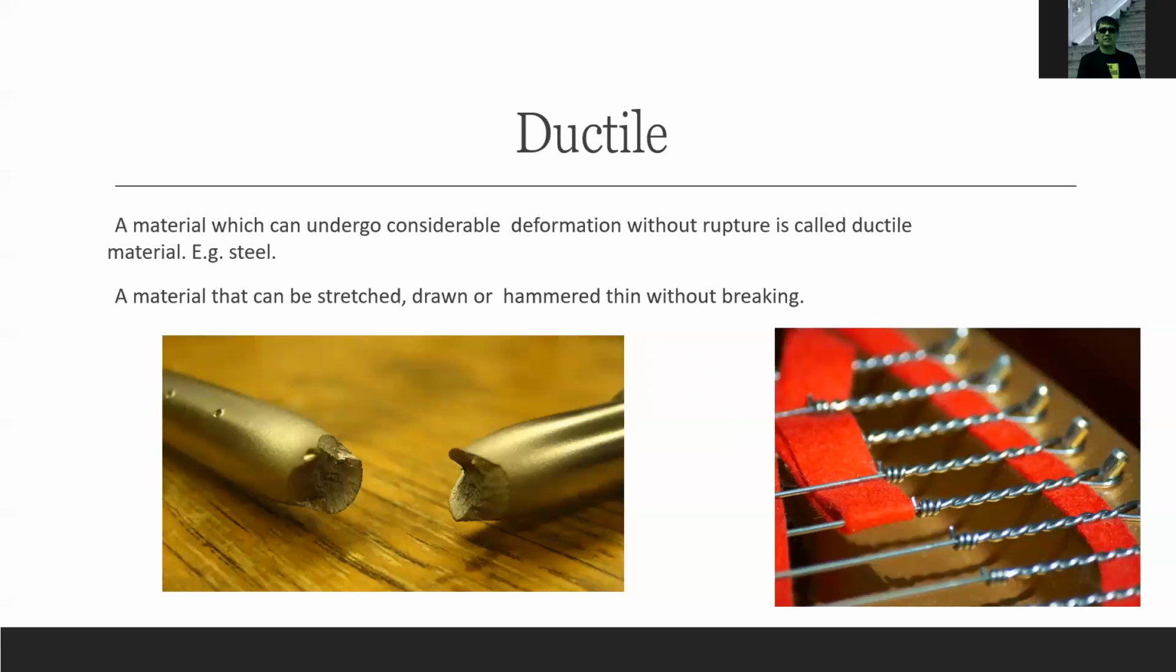Ductile, a material which can undergo considerable deformation without rupture, is called ductile material. A material can be stretched, drawn, or hammered without breaking. But as with all other materials, there is what you call a tolerance. When you reach the tolerance level, it will break. But there are some metals that are very ductile, so the tolerance for breaking is very high.